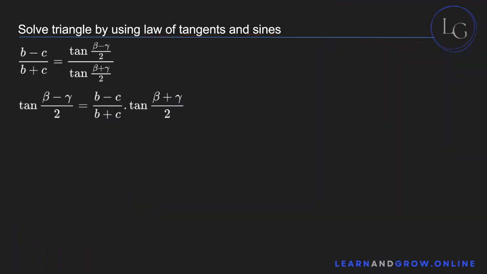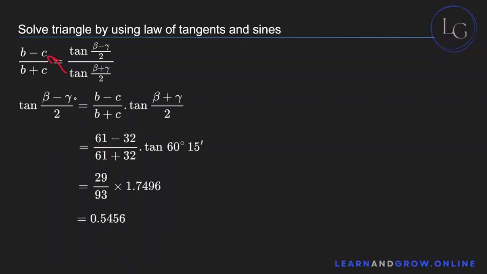So tan (beta minus gamma over 2) is equal to (b minus c) over (b plus c) into tan (beta plus gamma over 2). Basically just multiply this on the left hand side. So you get this. So tan (beta minus gamma over 2) is equal to 0.5456. So take the tan inverse of this and you get 28 degrees and 36 minutes.